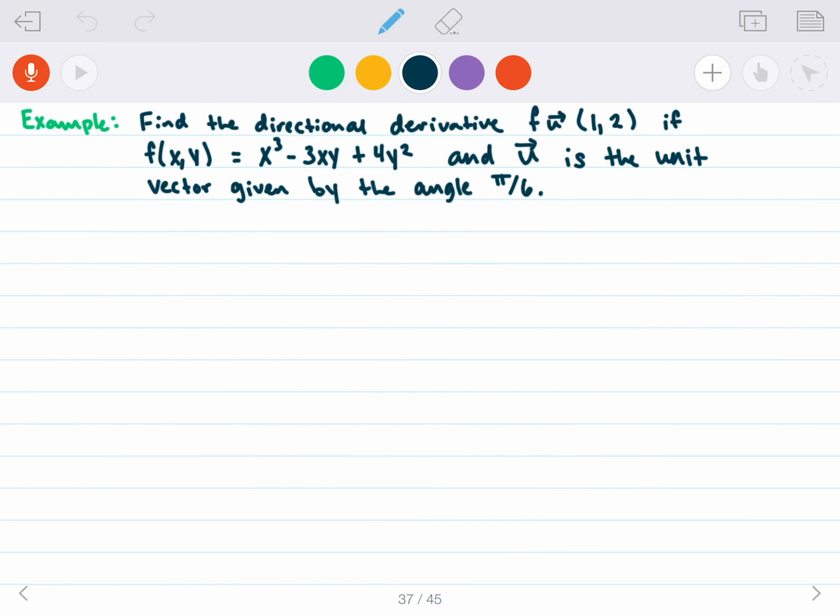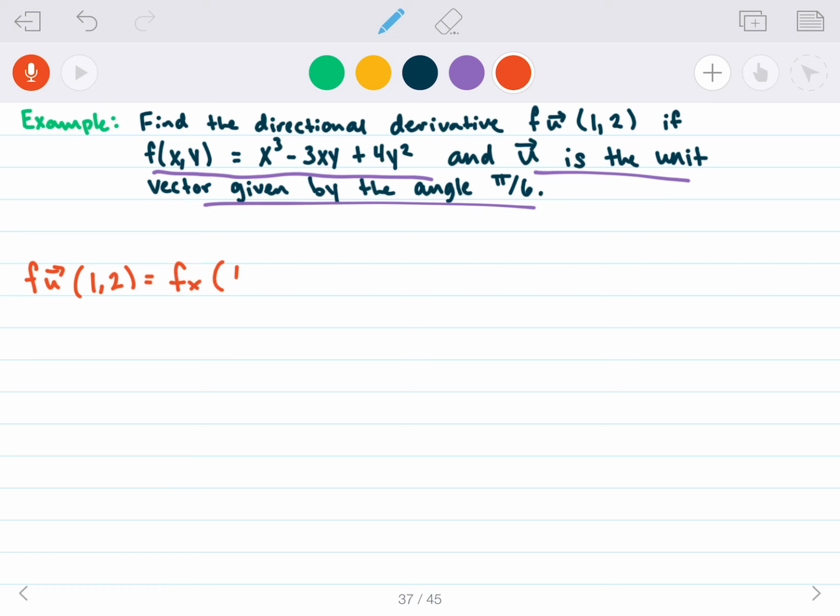Alright, let's go ahead and do this one. So we want to find the directional derivative. We have a surface, 2 variables, and u is the unit vector given by the angle pi over 6. Well, we actually need components for this unit vector to use our definition. Our definition says that this is going to be equal to partial x at (1, 2) times u1, which we need, plus partial y at (1, 2) times u2. So the question is, what is u1 and u2?